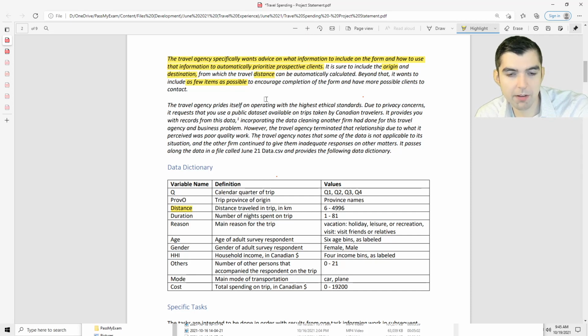The travel agency prides itself on operating with the highest ethical standards. Due to privacy concerns, it requests that you use a public data set available on trips taken by Canadian travelers. It provides you with records for this data, incorporating the data cleaning another firm had done for this travel and business problem. However, the travel agency terminated that relationship due to what it perceived was poor quality work. So we're looking at data cleaning, poor quality work. The agency notes that some of the data is not applicable to this situation.